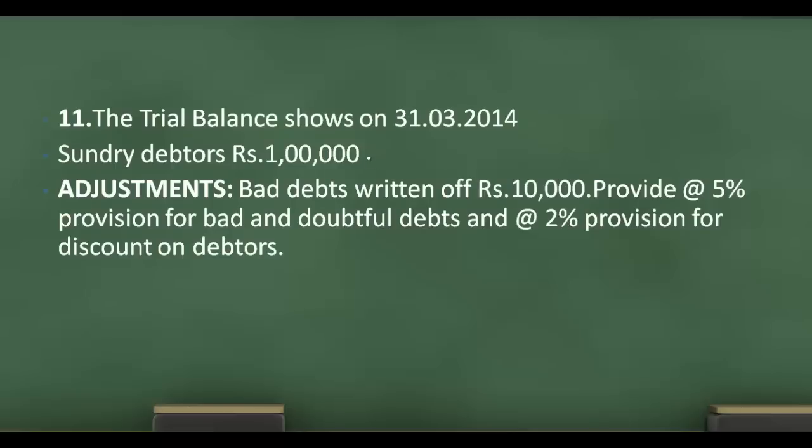Students, this is a simple problem to comprehensively understand bad debts, provision for bad and doubtful debts, and provision for discount on debtors. It is given trial balance shows on 31/3/2014 sundry debtors of rupees 1 lakh. Bad debts written off is rupees 10,000, which is given in adjustment that should be noted. Provide at 5% provision for bad and doubtful debts and 2% provision for discount on debtors.